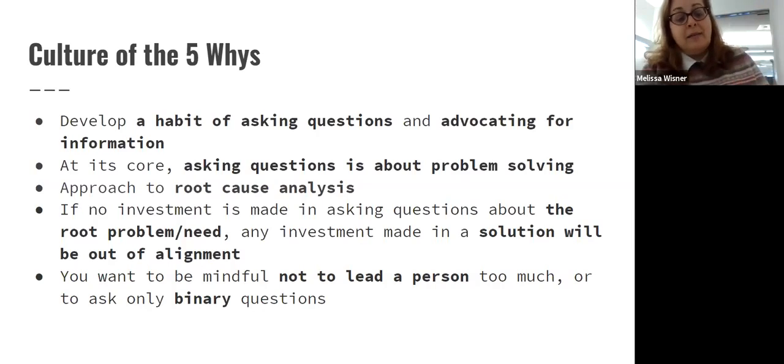And again, why is this important? Because if we don't really identify what the business need is, what the true need is, then any investment that we make in a solution is bound to be out of alignment. And that may not be evident right away, but again, in my experience, it becomes evident soon enough.